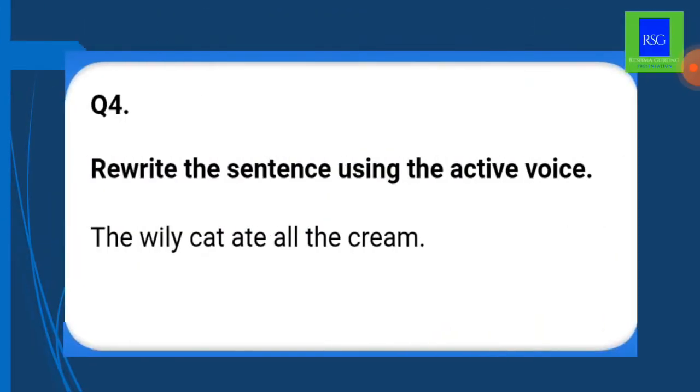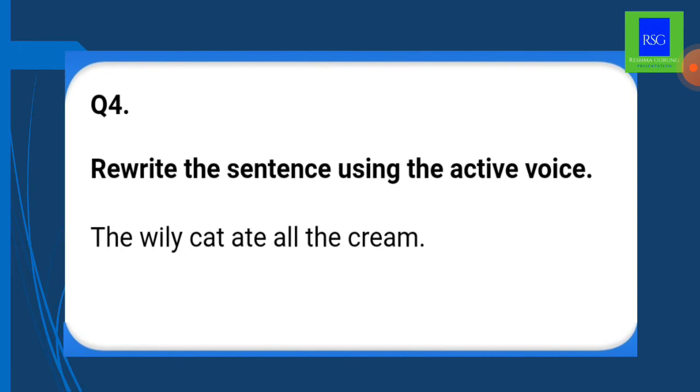Now let's see sentence number 4. Till now we were converting sentences from active to passive. Now you've got to convert the sentence from passive to active. Rewrite the sentence using active voice. The rule is the same here: the subject becomes the object and the object becomes the subject.